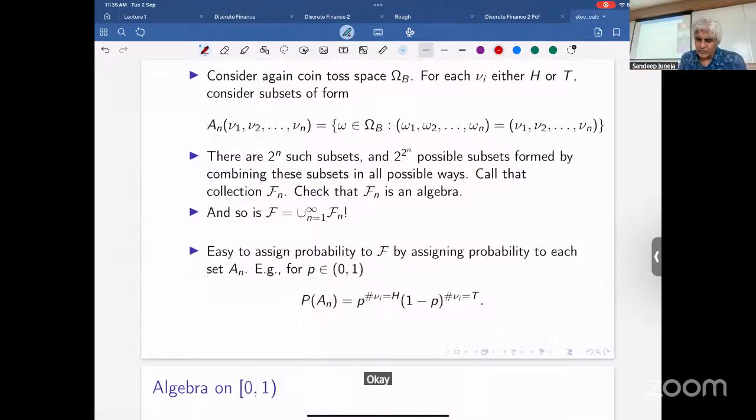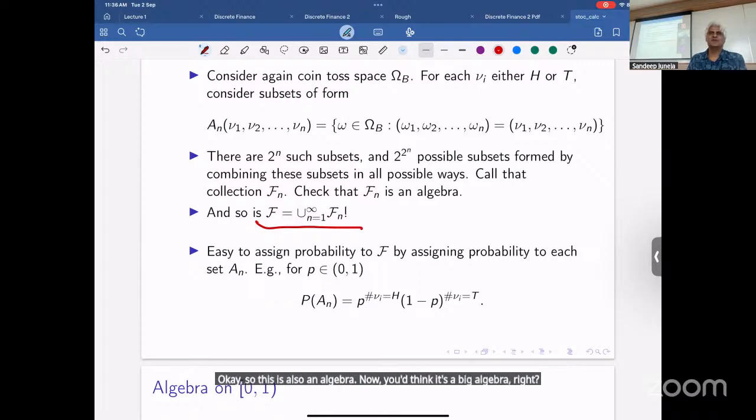Okay, so this is also an algebra. Now you think it's a big algebra, right? Fn was small, but you take a union of all these Fn's. You think it's a great algebra, but is it? That's a question for you, and we'll answer that in a moment. But first, let me say one thing. It's easy to assign probabilities to all the subsets in this algebra. That's a nice property that it has.